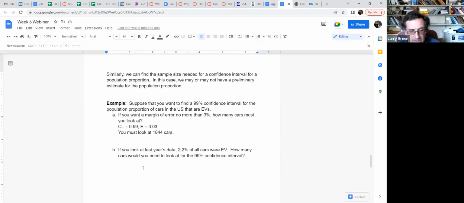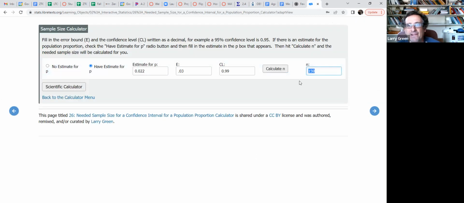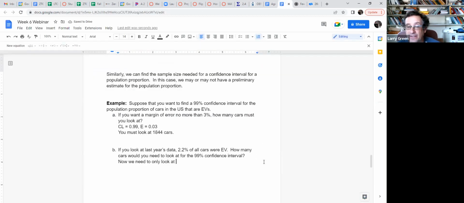So now we need to only look at 159 cars. 159 cars. Huge difference in terms of the amount of work it takes. So having that estimate is often very worthwhile.